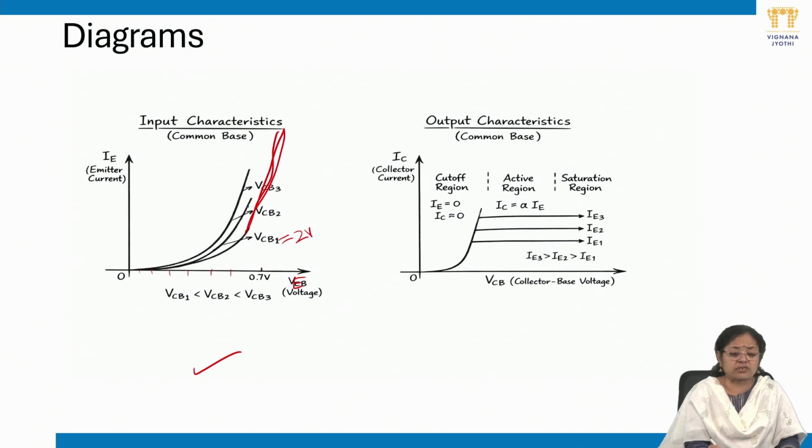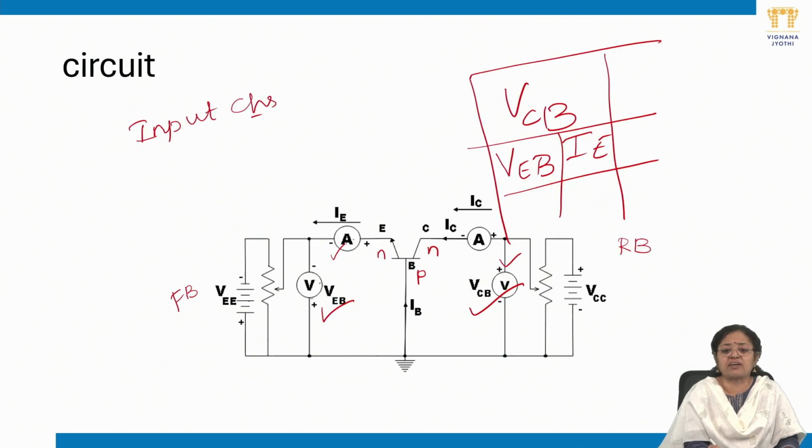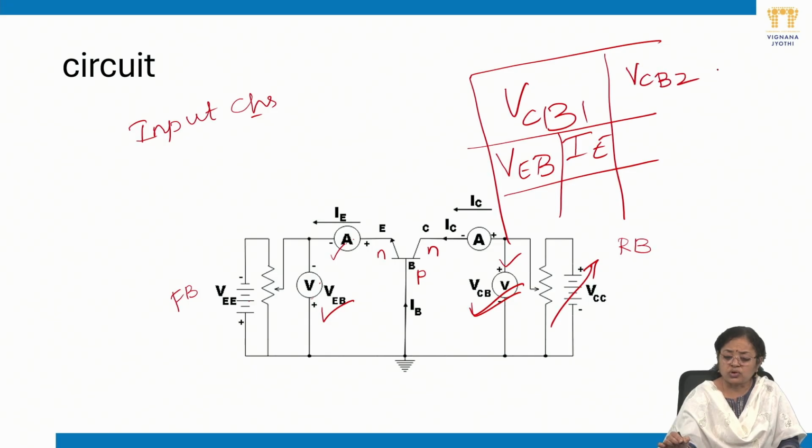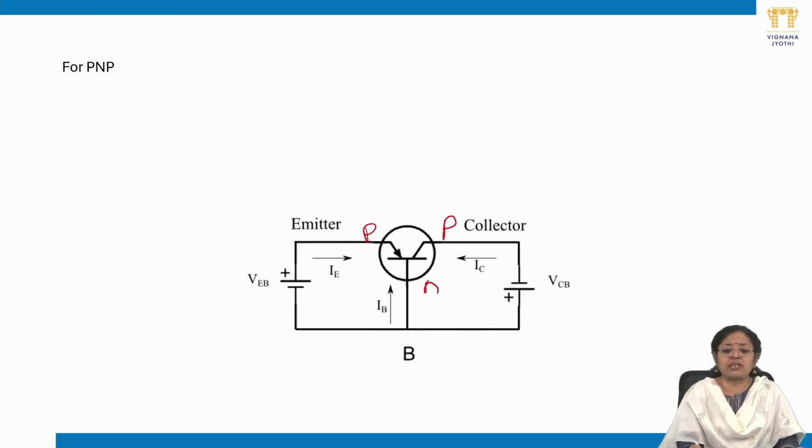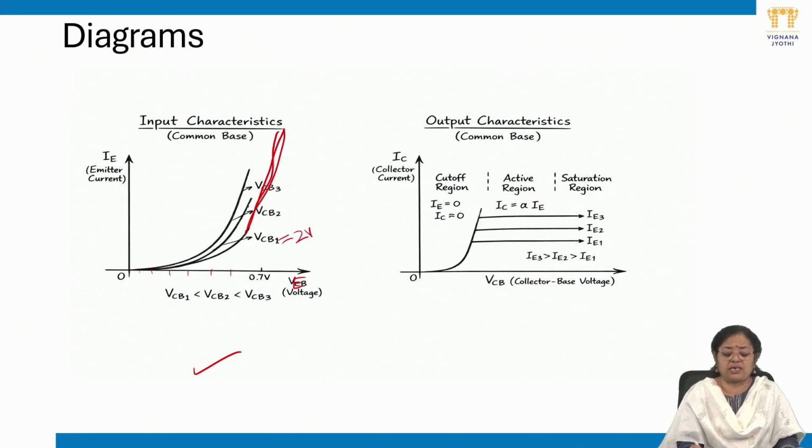Now we will go back to the power supply and vary the value of VCB. By varying this VCC, we will vary the value of VCB. Suppose this is VCB1, and similarly we will do VCB2. For the other value of VCB, we will obtain the values of VEB and IE, and if we plot, we will get the characteristics curve as we have shown here. Similarly, you can obtain as many curves as required.